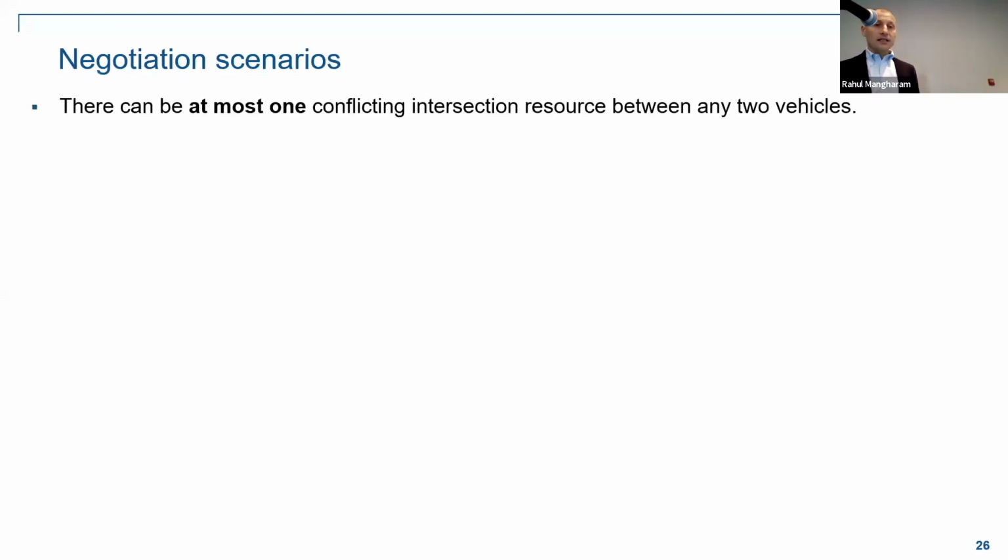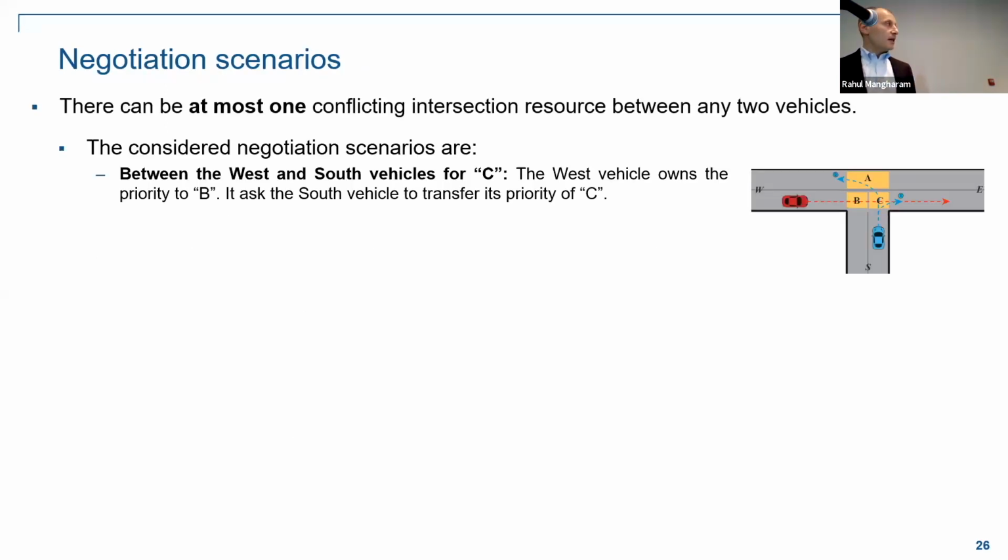Okay, so the negotiation scenarios that might happen in this topology, the basic ones are three. It has to be clear that we might have at most one conflict intersection resource between any two vehicles. So between two pairs, we have one conflict zone that could be negotiated. And these are the three basic scenarios.